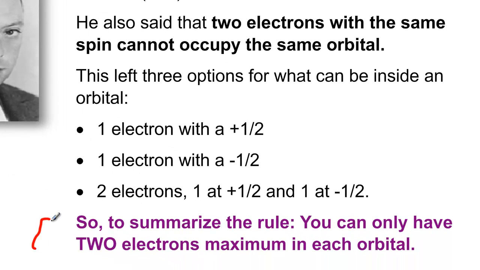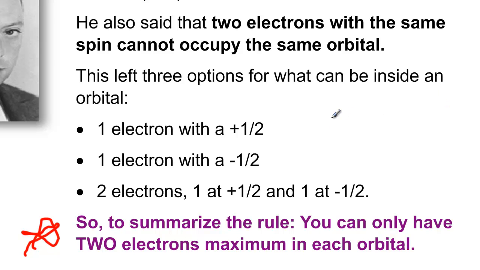So to summarize the rule, you can only have two electrons in each orbital with opposite spins. This is important. Write that down. You can only have two electrons in each orbital. Great. Well, now that makes our zip code. That gives us our last couple of numbers. Okay, so you've got principal quantum number or energy level, then either an S, P, or D for the shape, and finally a number to represent the number of electrons in that orbital.